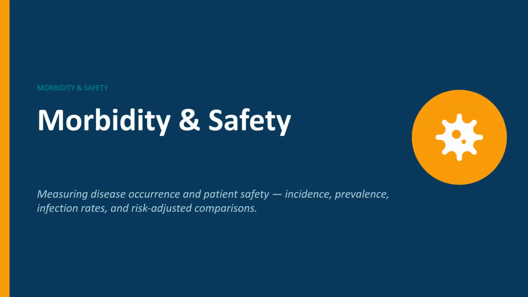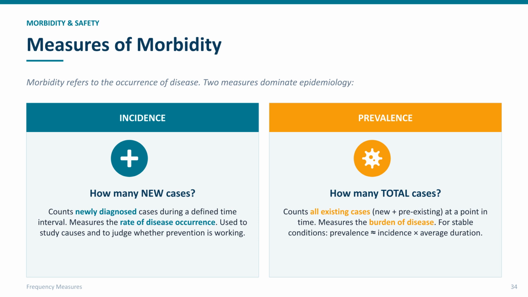We now move to morbidity and safety. These measures are crucial for understanding disease occurrence and ensuring patient safety, involving everything from tracking infection rates to performing risk-adjusted comparisons. Morbidity is measured through incidence and prevalence. Incidence counts newly diagnosed cases over an interval, helping us study causes. Prevalence counts all existing cases at a point in time, helping us understand the overall burden of a disease.